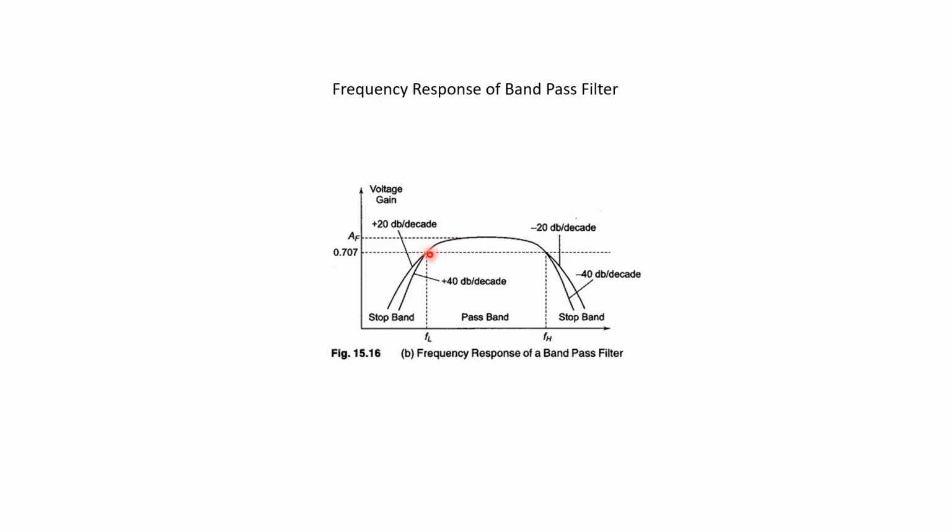Whatever the gain is here, that will be divided by root 2, so here you will get a value like 0.707 AF. If it has a certain mid-band gain of AF, then here the gain will be equal to 0.707 AF, and this will be your bandwidth. If you want to calculate the 3 dB bandwidth of your band pass filter, that will be equal to FH minus FL. That will give you the 3 dB bandwidth.